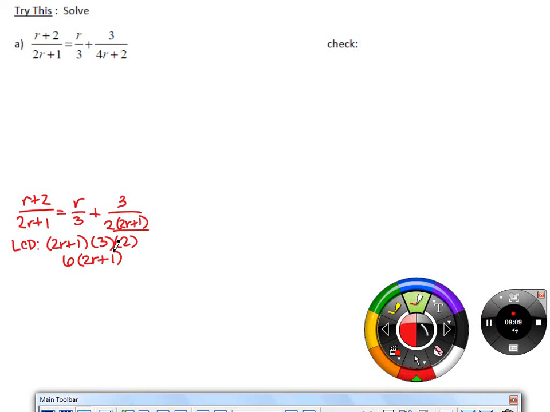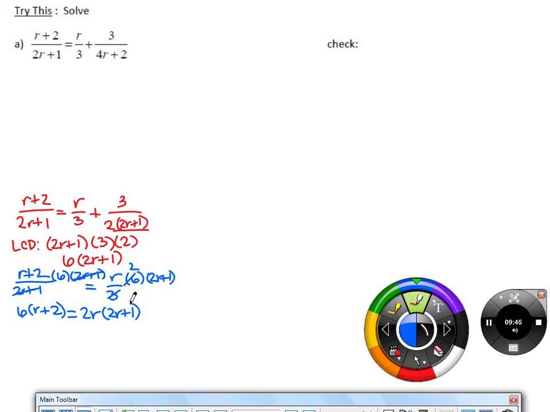So I'm going to multiply each term in this equation by 6 times 2r plus 1. So if I take my first term and multiply it by 6 times 2r plus 1, I'm going to cancel out the 2r plus 1, and I'm going to have 6 times r plus 2. Then I'm going to have r over 3, and I'm going to multiply that by 6 times 2r plus 1. And 3 and 6 have a common factor of 3, leaving 2. So I'm going to have 2 times r times 2r plus 1.